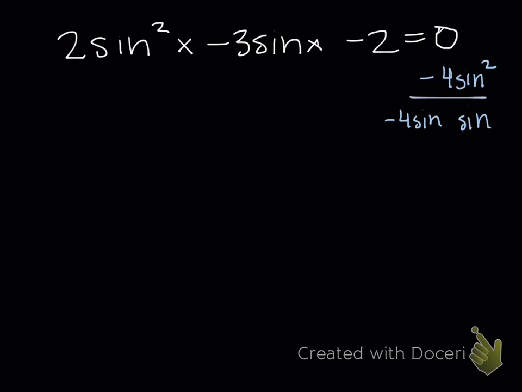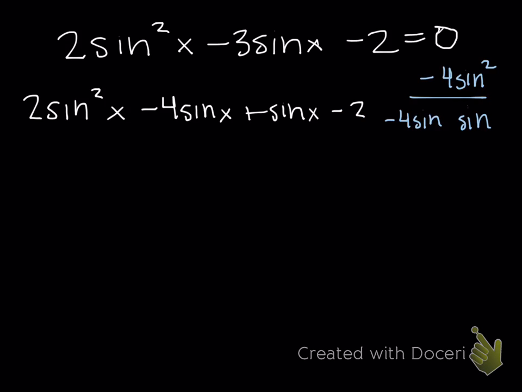So once we figure out our combination, we go back to the problem. I'm going to split it up. I have 2 sine squared of x minus 4 sine of x plus sine of x minus 2. No, the order does not matter. These could be reversed and you would still get the same answer. And now we group our first 2 terms, and I group my second 2 terms. My boxers, these would be your 4 terms that go in the box.